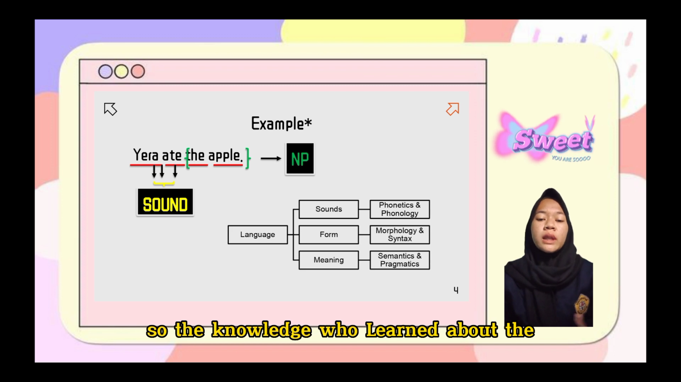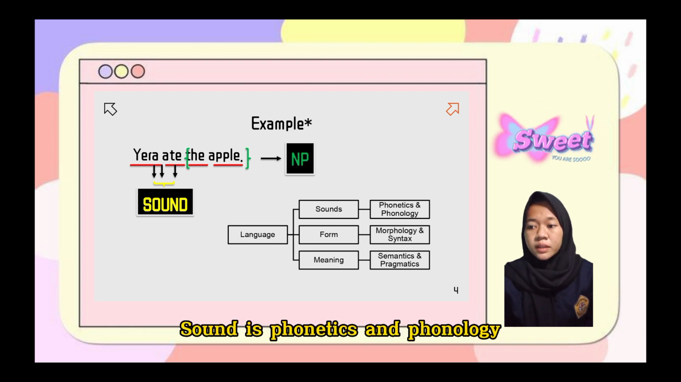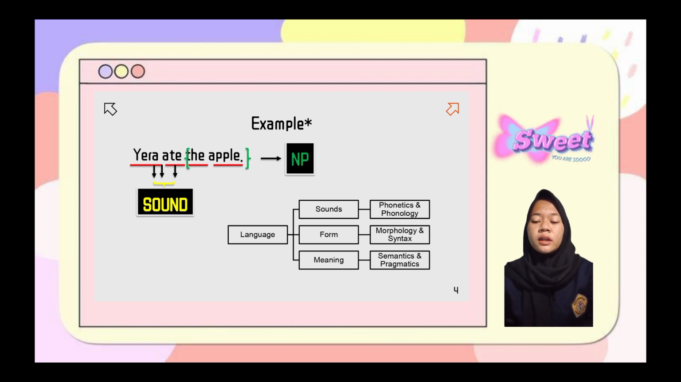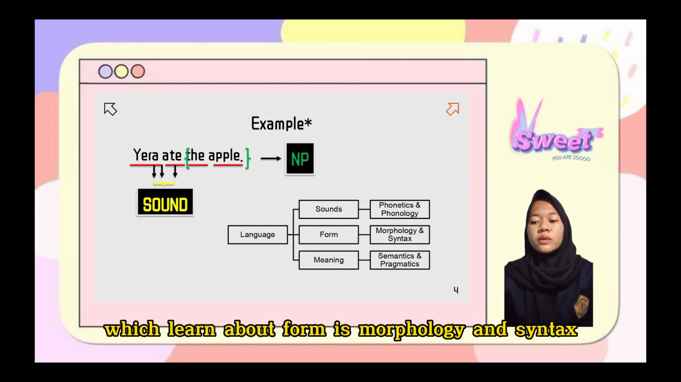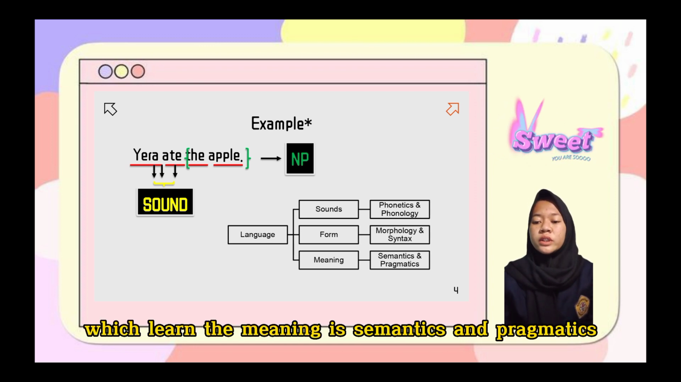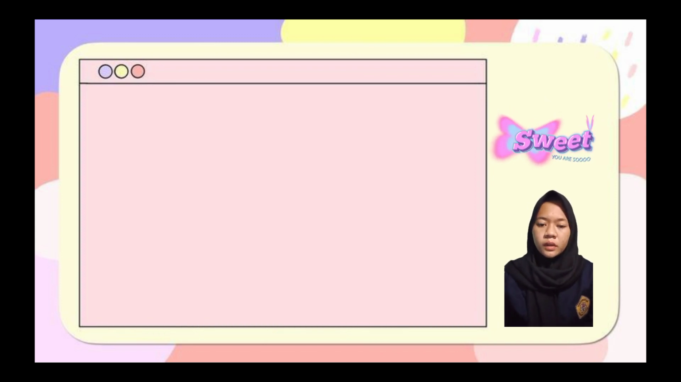So the knowledge which learns about sound is phonetics and phonology. The knowledge which learns about form is morphology and syntax, and the knowledge which learns the meaning is semantics and pragmatics.